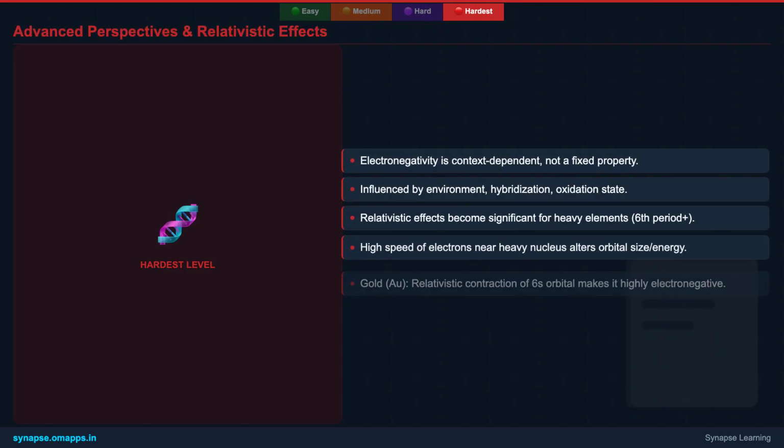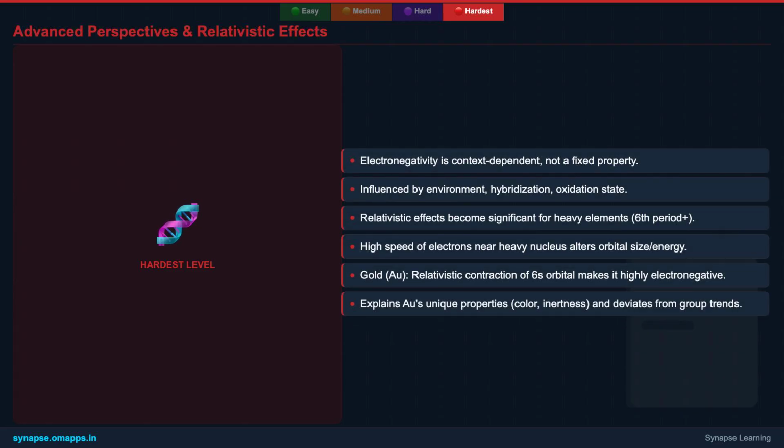Electronegativity is far from a simple, static property. It's dynamic and context-dependent, influenced by the atom's environment, hybridization, and even the subtle relativistic effects in heavy elements. For instance, relativistic contraction of the 6s orbital makes gold significantly more electronegative than predicted by simple periodic trends, contributing to its unique color and chemical inertness.